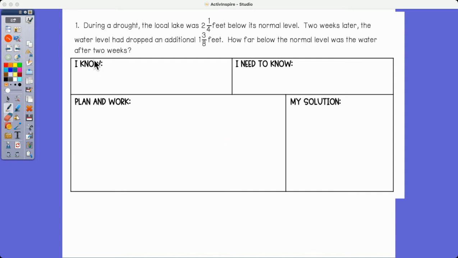Oh man, I don't know. You guys were probably pretty young, but I remember when we had a drought here, and those lake levels were getting mighty low. So I know that the lake level dropped 2¼ feet, and then it dropped another 1 3/8 feet. What do I need to know? How much did the water level change?